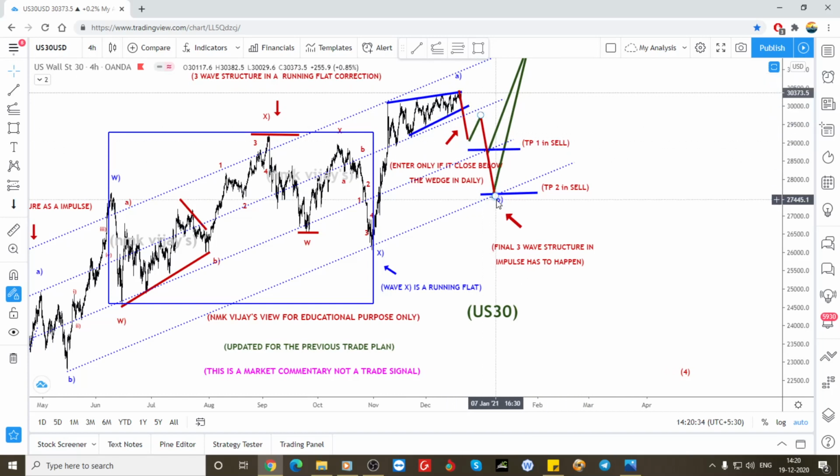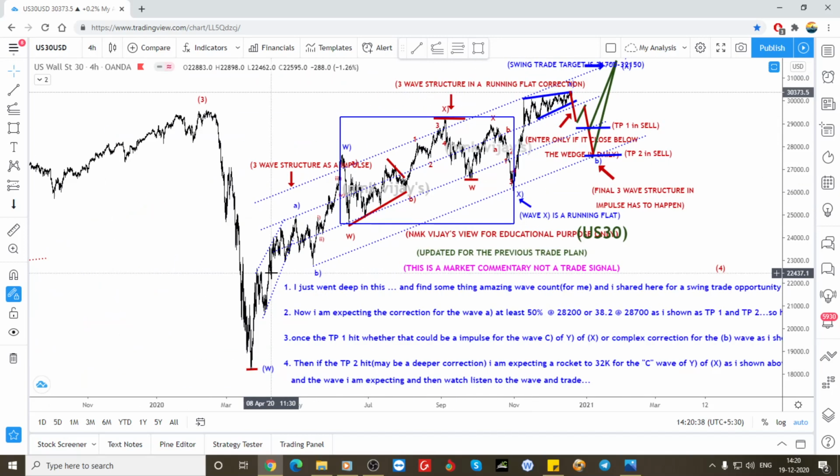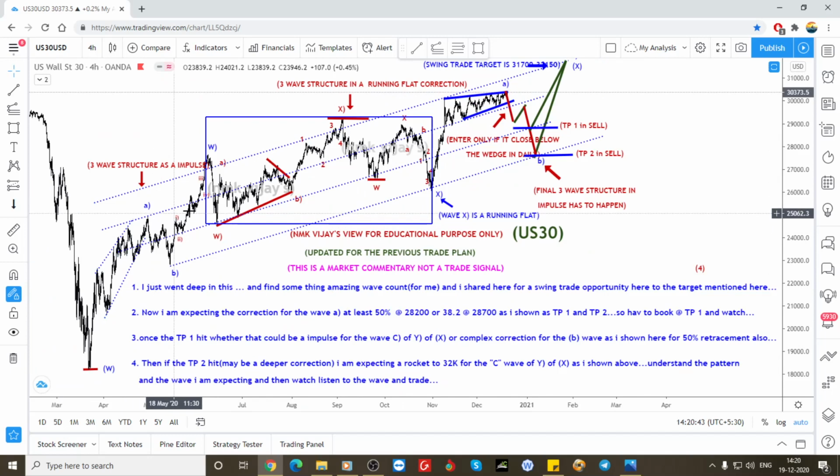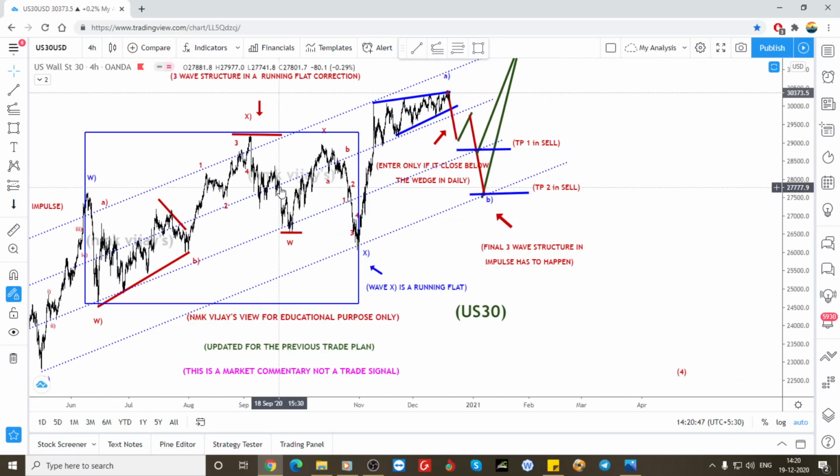Otherwise, if it is a deeper correction, it can come to that 50 level or 61.8 zone, and it is a beautiful trend line channel. If it touches and shakes the market here, and again it gets rejected, and again it retested, and again it also retested, so again back, and this is also taking support here.